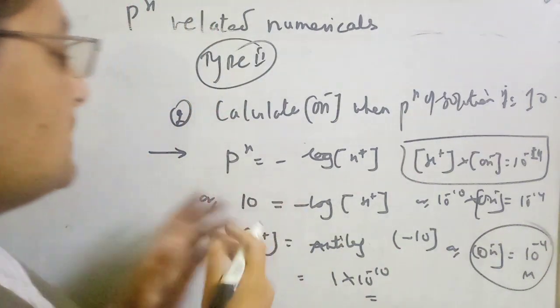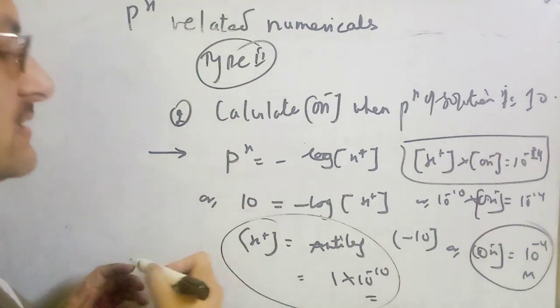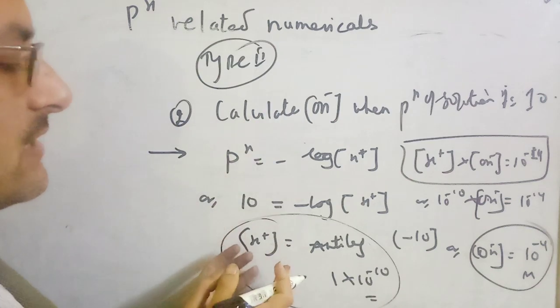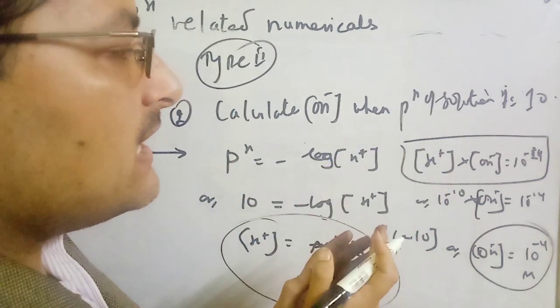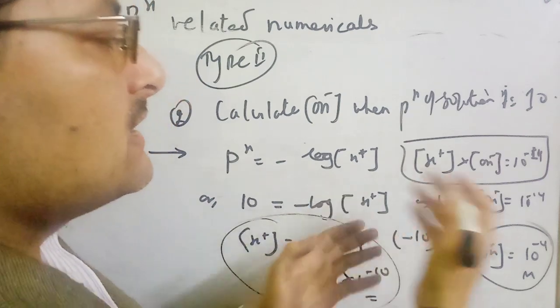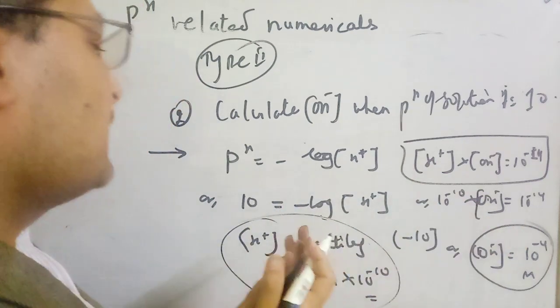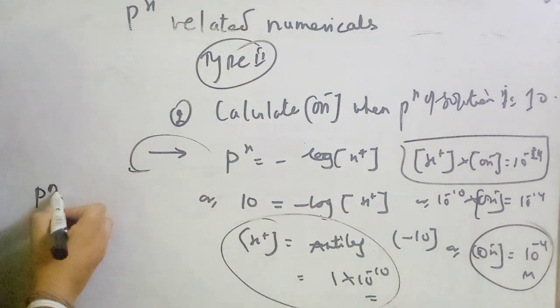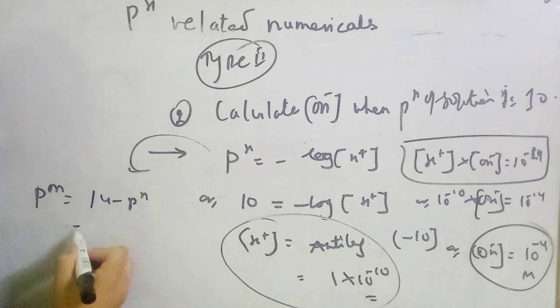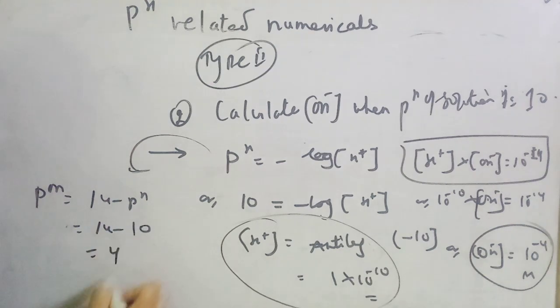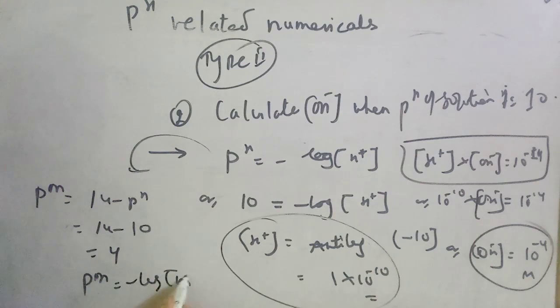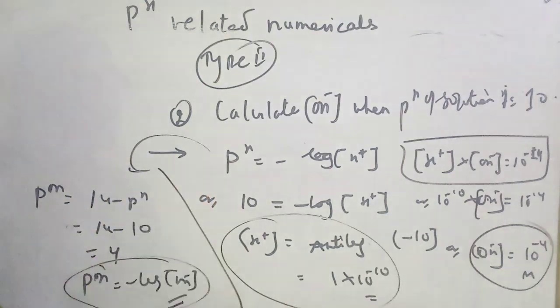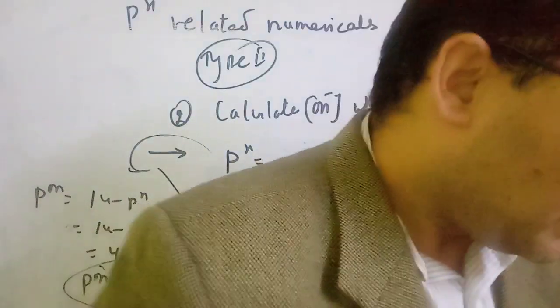In this case, you first calculate the hydrogen ion concentration using the formula, and once you get the hydrogen ion concentration, you find the hydroxide ion concentration using the ionic product of water. Or you can solve it another way: you can get pOH equals 14 minus pH first, so 14 minus 10 gives 4, then pOH equals minus log hydroxide ion. Then you can directly use this formula to calculate the hydroxide ion as well. So you can solve the problem in two ways.